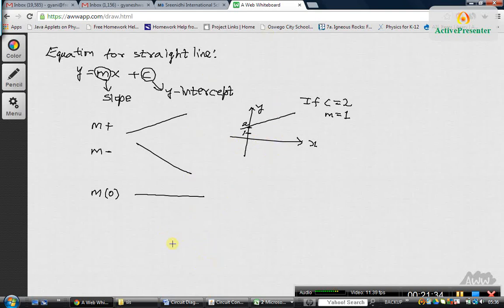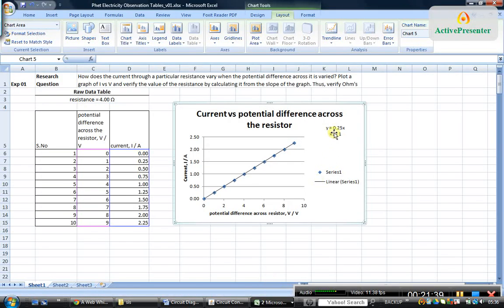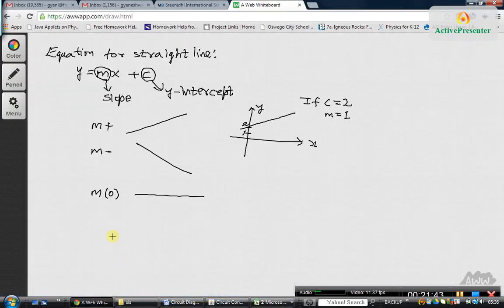So if you compare it with the equation given by the spreadsheet, it says y is equal to 0.25x. So that means if you compare the corresponding coefficients of x, you get that 0.25 should be the value of the slope. So m is equal to the slope of this graph, which is equal to 0.25 units. Now what should slope represent?